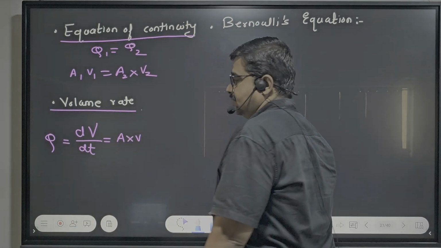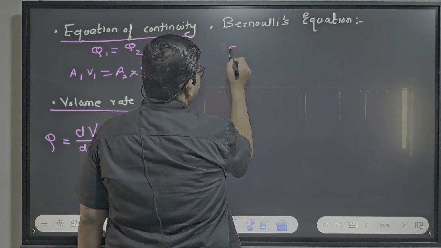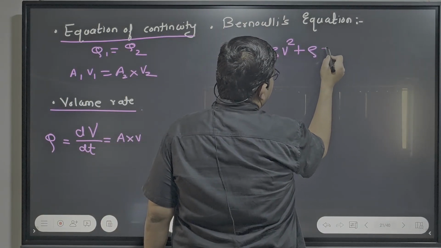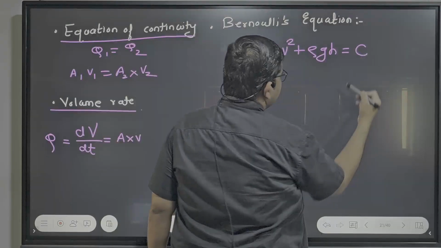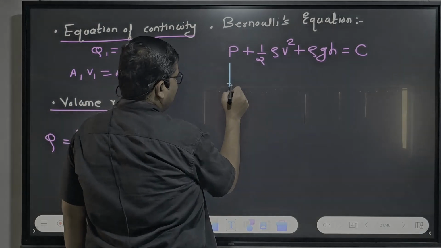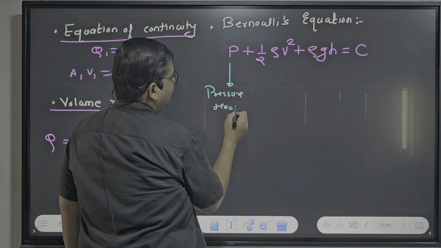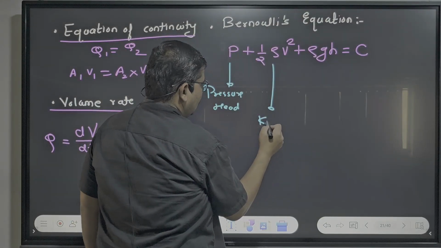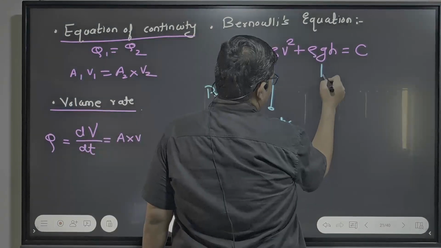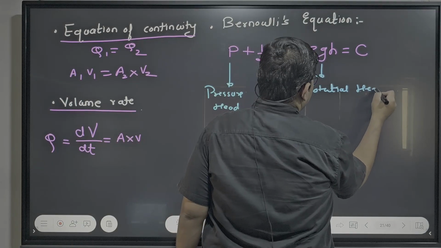Then Bernoulli's equation. What is Bernoulli's equation? P plus half rho V square plus rho GH remains constant. So what is P? That is the pressure head. Then what is half rho V square? It is called the kinetic head. What is rho GH? Which is called the potential head.